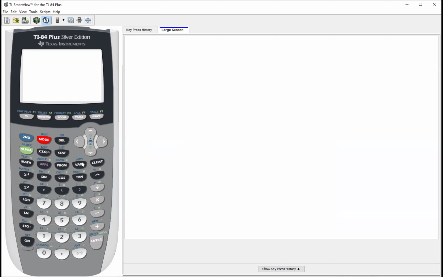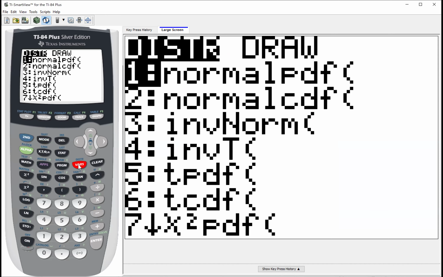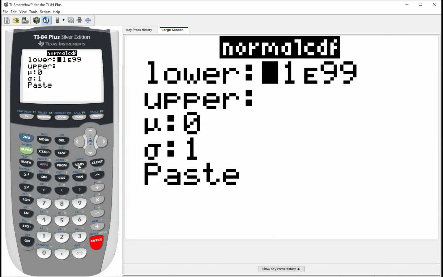And we're going to go into the distributions menu, which is second, and then the vars key. And it's option 2, normal CDF. So there's my lower, upper, mean, standard deviation. By default, the calculator automatically puts negative E99 there. Sometimes that's what we need, sometimes it's not. In this case, it is. But let me show you how to type it in just in case it's not there for you.